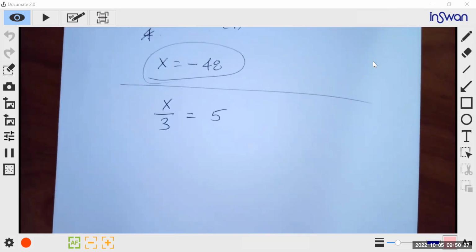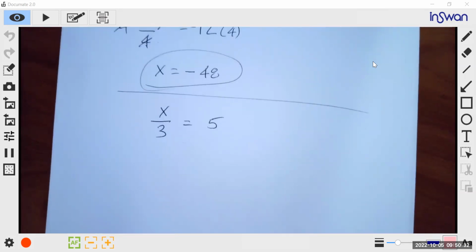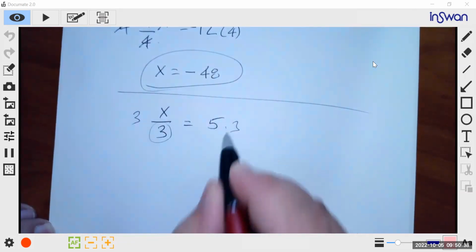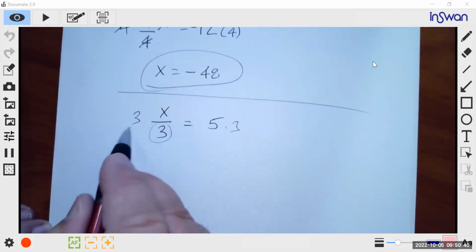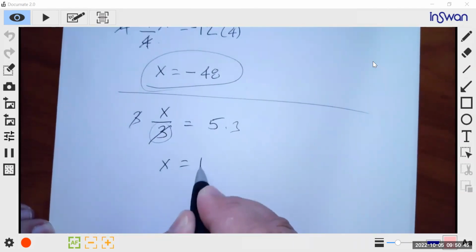X over 3. All the numbers, right? This one? Yes. Because whatever's on the bottom, you multiply across the board by 3. Whatever you do to one side, I do the other side. 15.